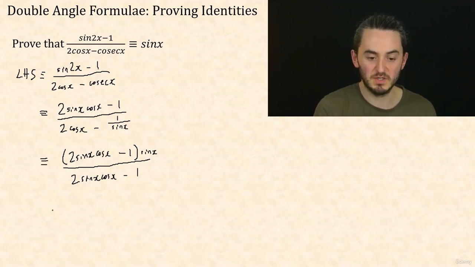2 sine x cos x minus 1 is a factor of the top and the bottom, so I can just cancel, and that's just sine x. And that's the right hand side.